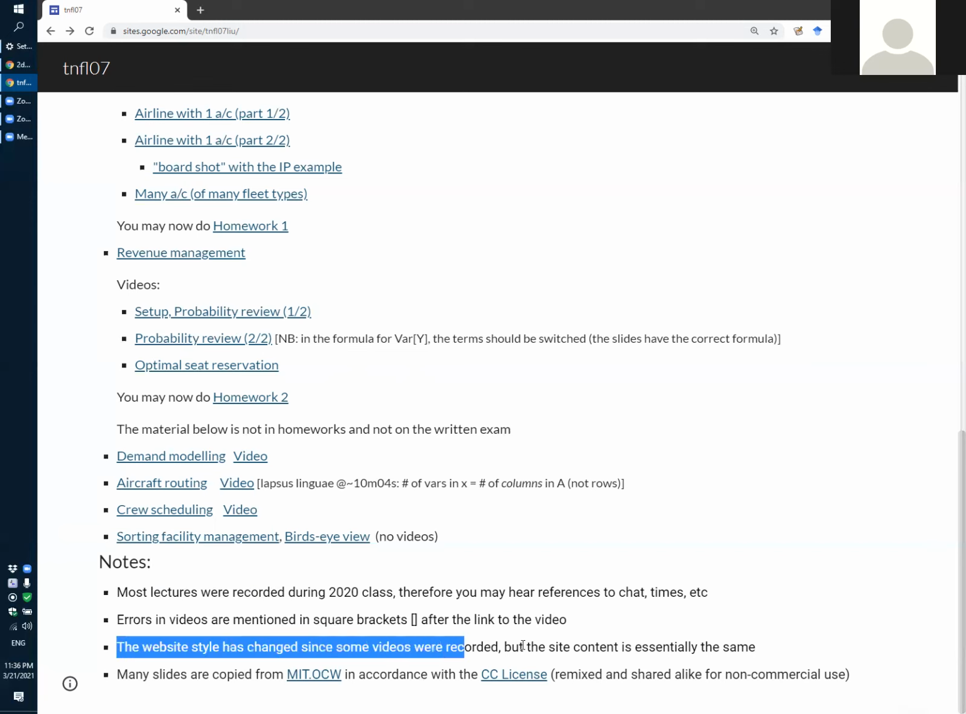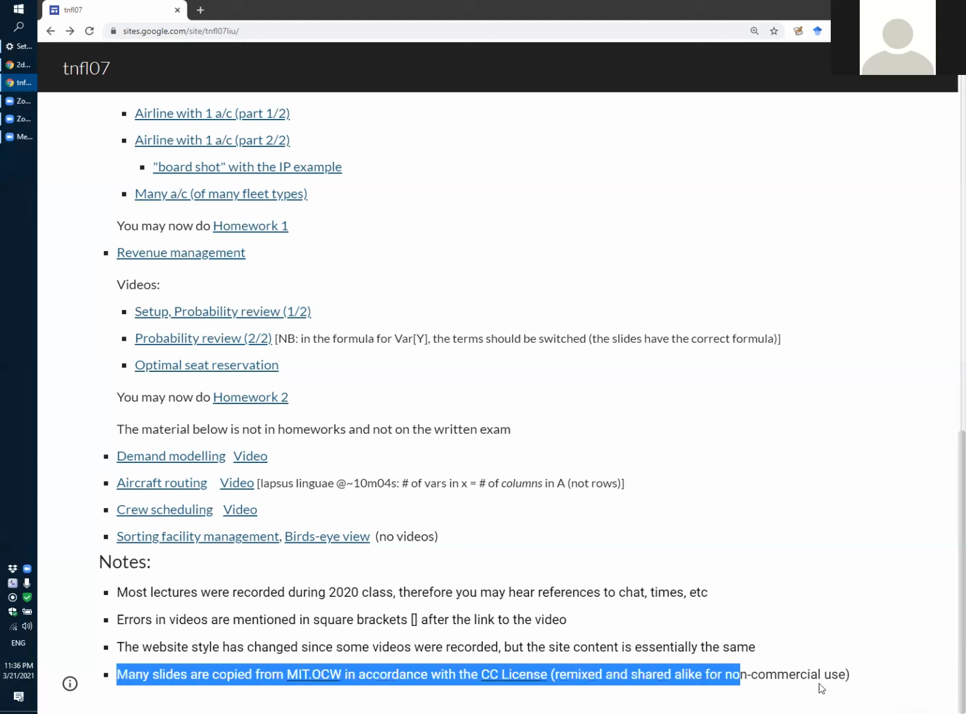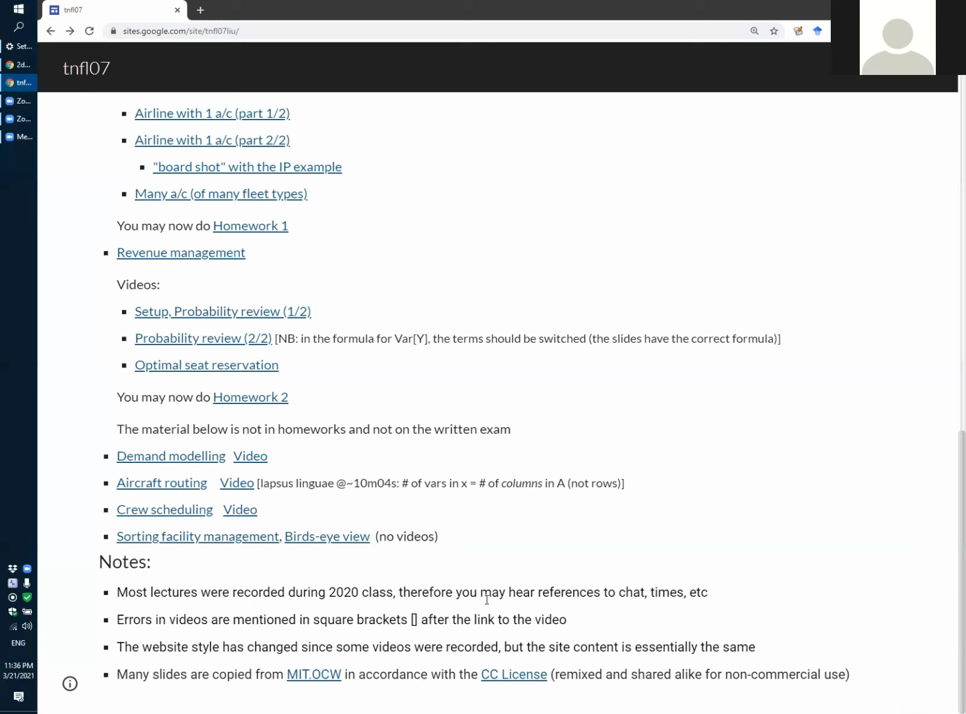The web style changes from time to time, and the content changes from time to time, but the content is essentially the same, and the website is not shown too often in the videos, so don't worry if you see something in an unfamiliar style. The content should be recognizable. And last but not least, yes, there are lots and lots of slides, and I acknowledge that they are taken from the MIT OpenCourseware lectures.